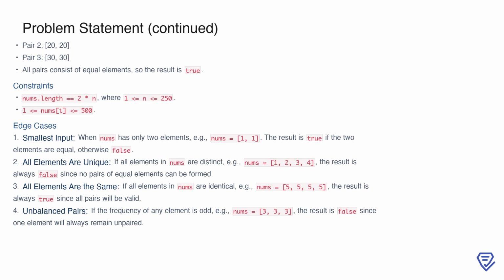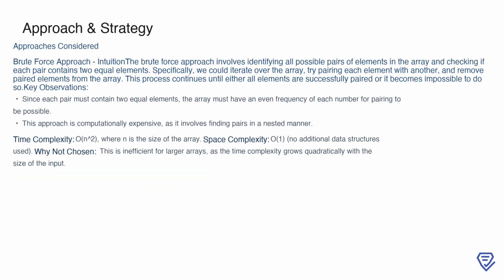Some constraints to keep in mind include the fact that the array length is always even, and all elements fall within the range of 1 to 500. Key edge cases include arrays where all elements are unique, which will always return false, or arrays where all elements are identical, which will always return true. Additionally, if any element has an odd frequency, it will be impossible to form pairs, and the result will be false in such cases. To begin with, let's consider a brute force approach to solve the problem.